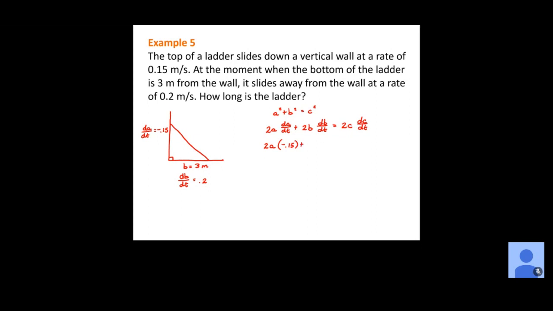Plus, now we have 2 times the b value. And since we've already taken the derivative, we're allowed to substitute that b value in there. So it's going to be 3. And then dB/dt is going to be 0.2.